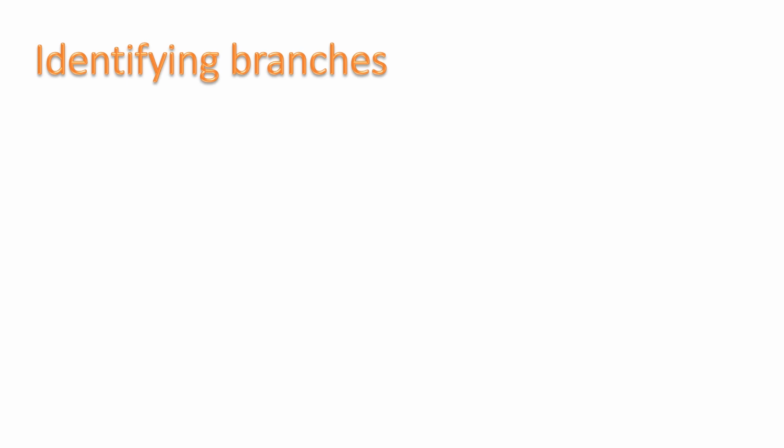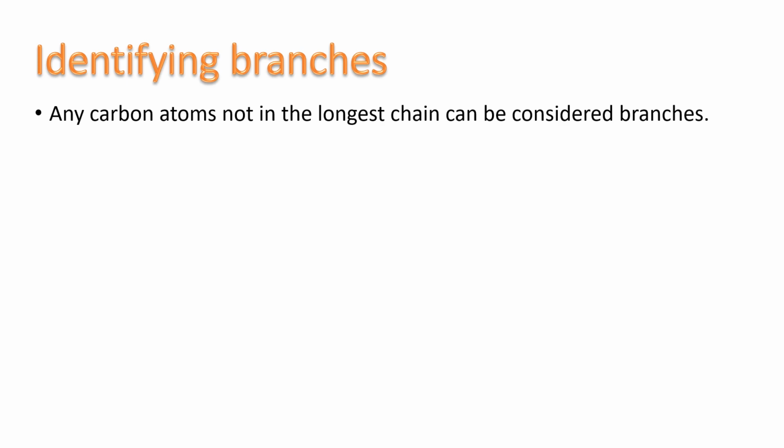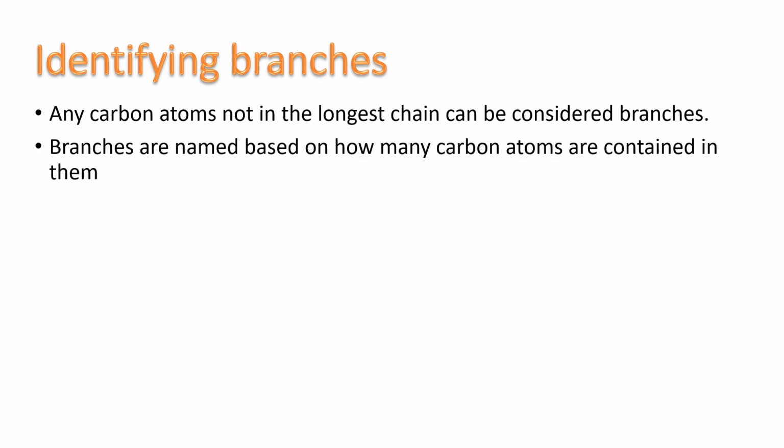Okay, so the next thing we want to do is be able to identify any branches in the hydrocarbon. Any carbon atoms that are not in the longest chain can be considered branches, and they are named based on how many carbon atoms are contained in them. If you remember back to when we looked at the steps, if we had a CH3, because there's 1 carbon atom contained in that branch, that was a methyl branch.